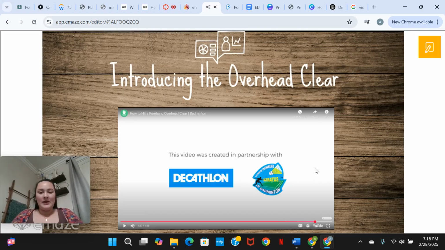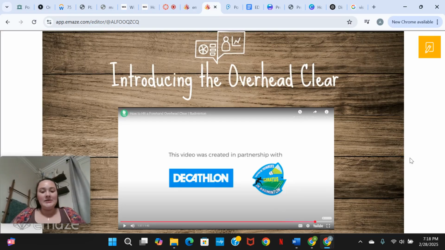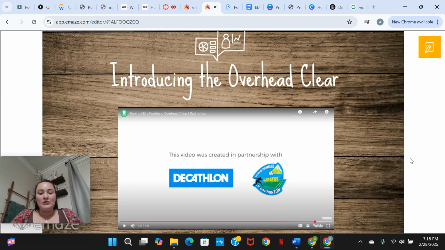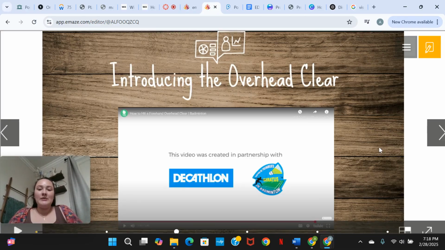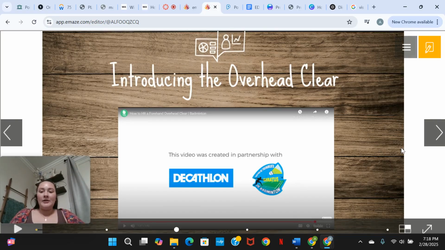All right, so that is introducing the overhead clear. And as you'll notice, they touched on all three of the cues that we just learned on the last slide. So turning your body to target, having high contact with the speeder and your racket, and then making sure to follow through to the end of your swing. Those are all going to give you the best shot at an overhead clear.